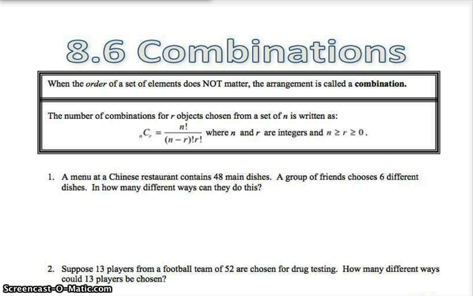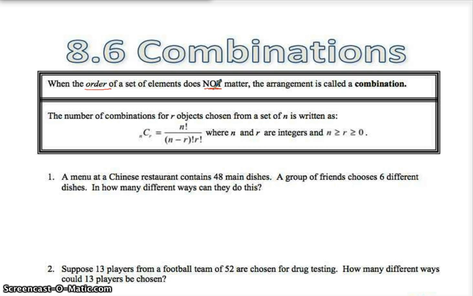When they ask you to find how many ways you can choose a president, a vice president, and a secretary, that would be different and a lot more than how many ways you can choose 3 people from a group of 10. I'll show you a little bit more in a minute. But now we're going to learn about combinations. And combinations is when the order does not matter.